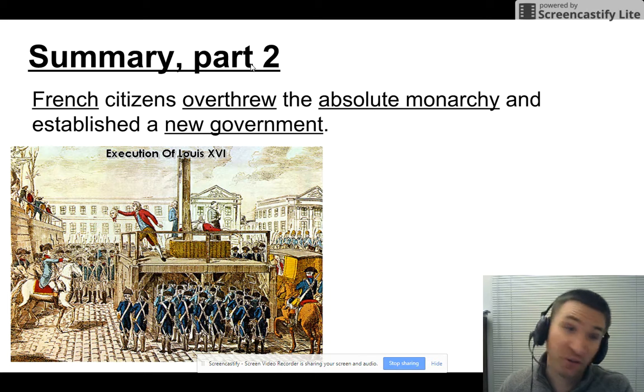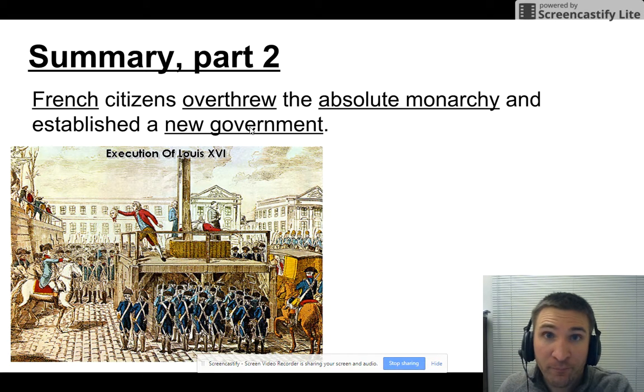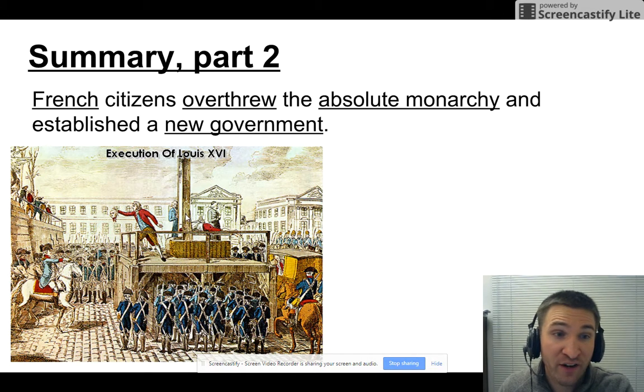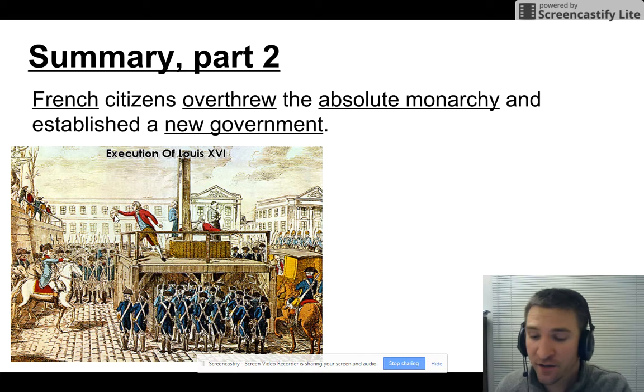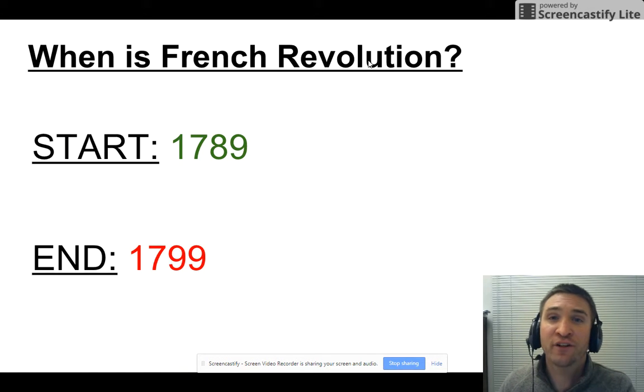Summary part 2, fill in the blanks here. French citizens overthrew the absolute monarchy and established a new government. And here is the execution of the king, Louis XVI. There's his head. We're going to talk about what torture device was used to cut off his head. When is the French Revolution? Let's talk dates. It started in 1789 and the French Revolution ended in 1799.